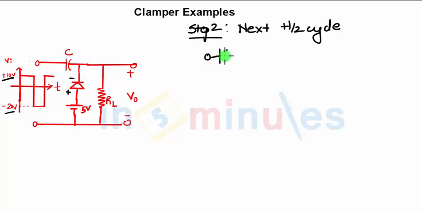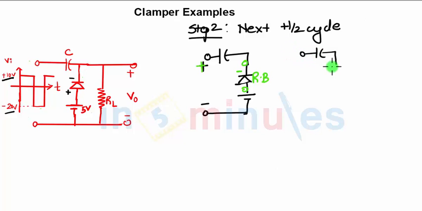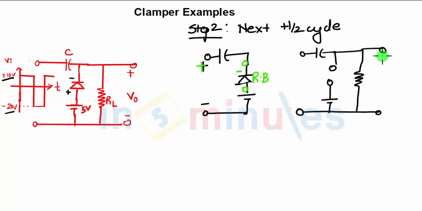You have the capacitor. Now you are applying positive and negative over here. So the negative terminal of the diode, how will it be connected to the supply? The negative terminal is connected to the positive terminal of the supply. Hence the diode will be reverse biased and it will act as open circuited. So your circuit in this case will look like this: you have the capacitor, the diode will be open circuited, you have the battery, then you have the load resistance RL and your VO.